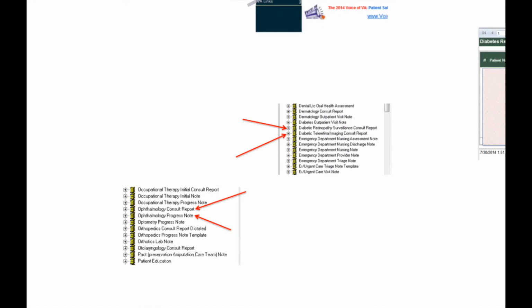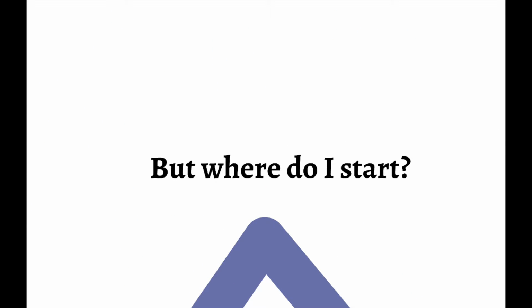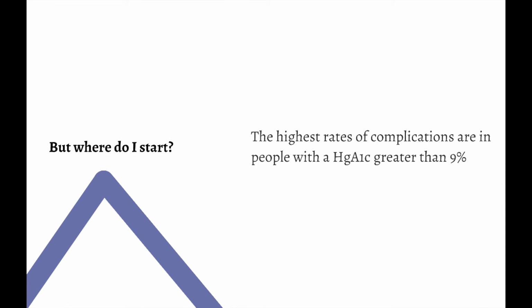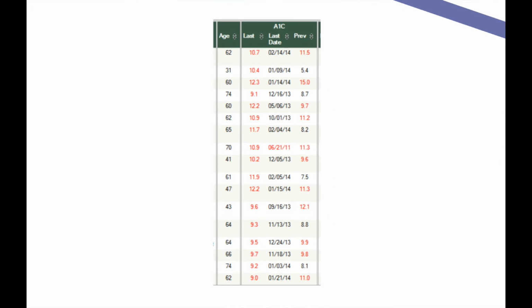Okay, you have a whole bunch of data, but where do you start? Remember, the highest rate of complications are with diabetics under poor control, with an A1C greater than 9%. This is probably a good place to start. Here's a list of patients whose A1Cs are all above 9%. We can further break these patients down into certain patterns.